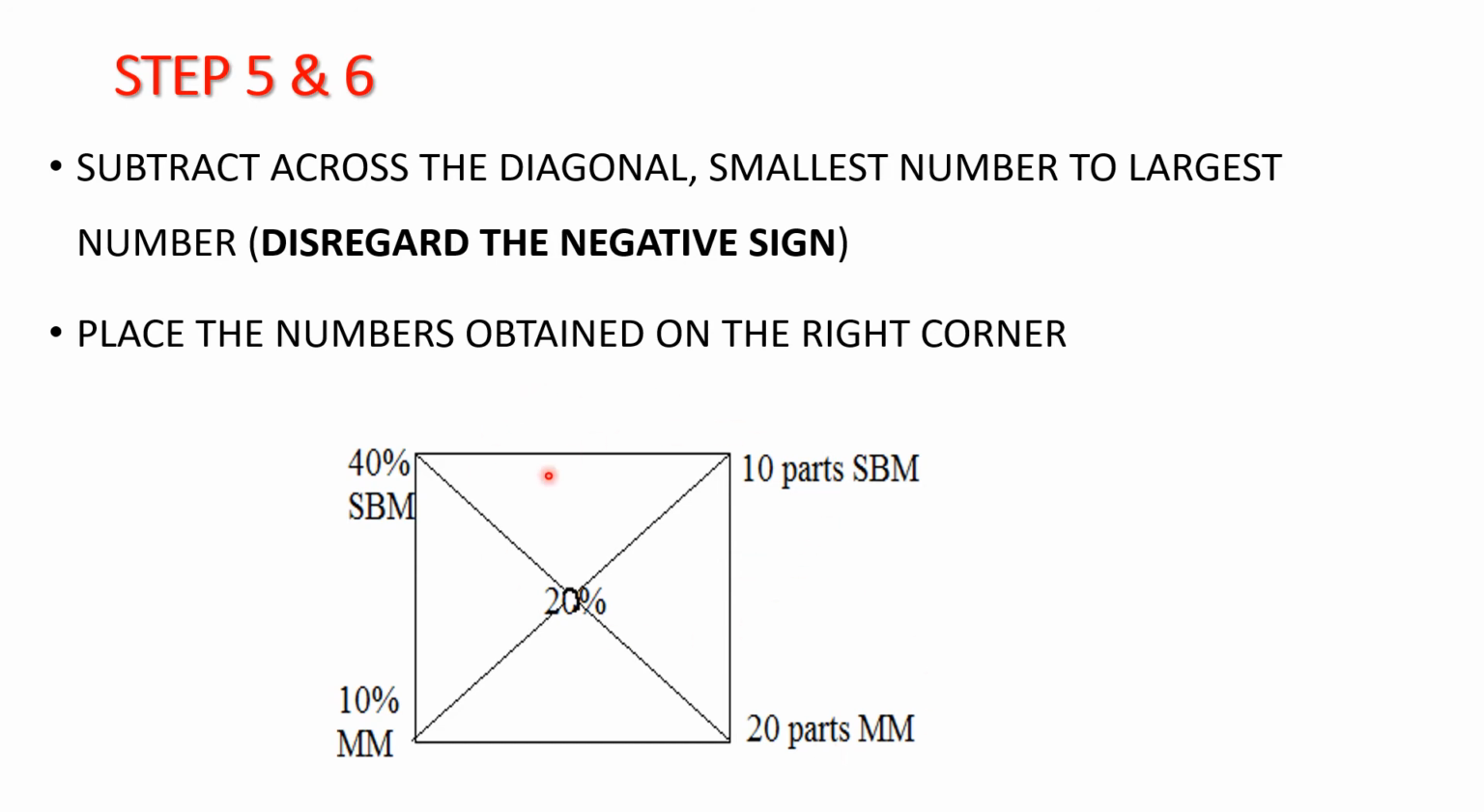So upon reaching here, it will be easy to calculate the amount in terms of kg of the two meals, soybean meal as well as maize meal. We can easily tell how many kgs we'll take from soybean meal and how many kgs we'll use from maize meal. Using these two figures, we're going to take 10 parts soybean meal and 20 parts maize meal.